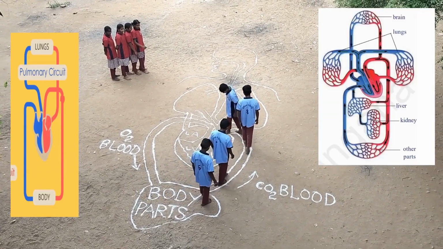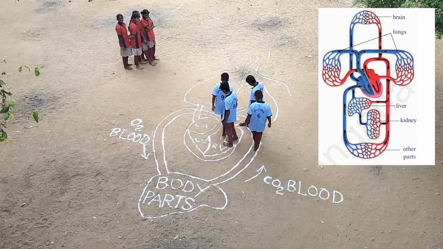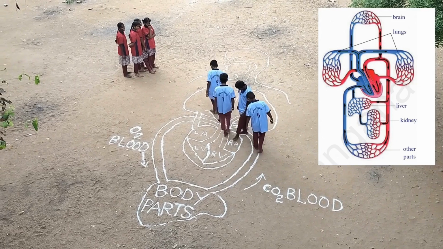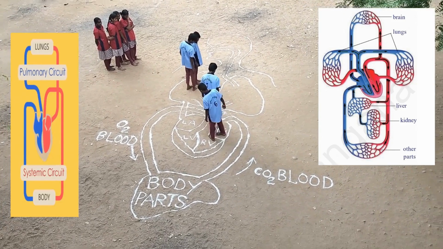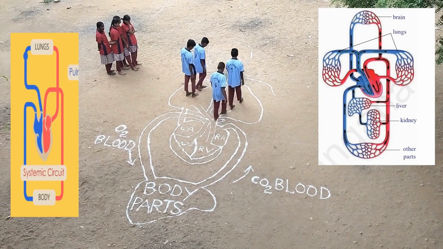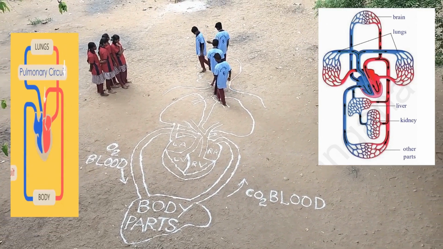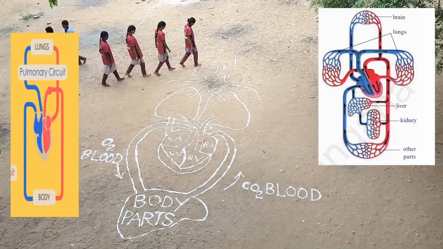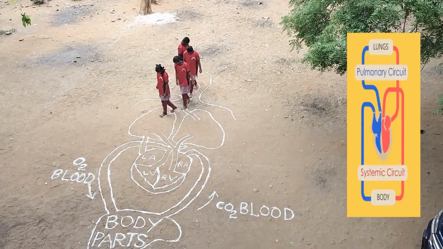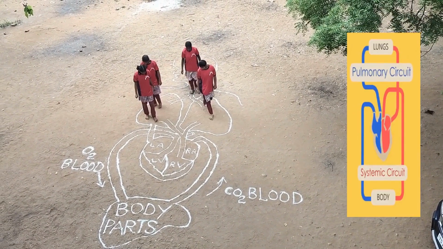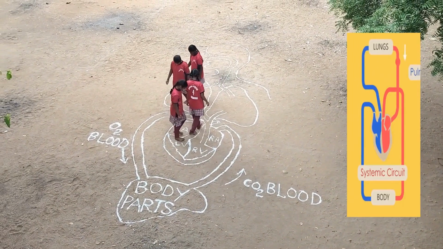From body parts, deoxygenated blood is taken to the right side of the heart through veins. From the right side of the heart, the deoxygenated blood is given to the lungs through the pulmonary artery. From the lungs, carbon dioxide is removed at the time of exhalation. Oxygen molecules enter the lungs through inhalation. That oxygen diffuses into the blood. Blood is given to the left side of the heart through the pulmonary vein.